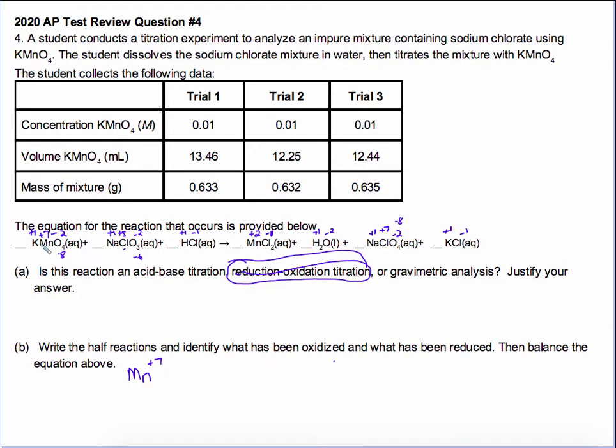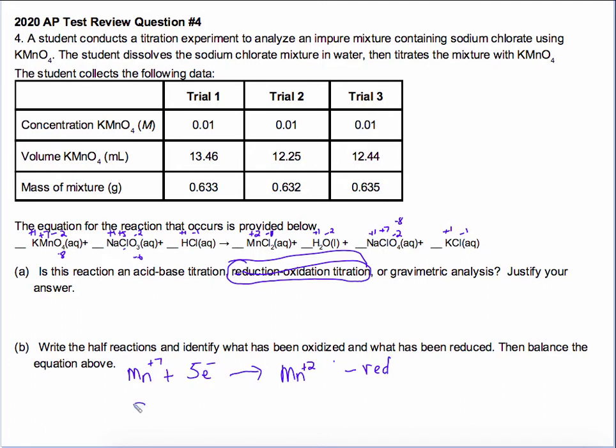So we start off with this manganese, it's +7. We're going to add electrons to it because it's going to have to go down to +2. So we know it's got to change into manganese +2. You always add the electrons to the side that has the most positive charge. So add 5 electrons, because 5 negatives and 7 positives gives you a net of +2. Manganese's oxidation number goes down, so you could say it's being reduced.